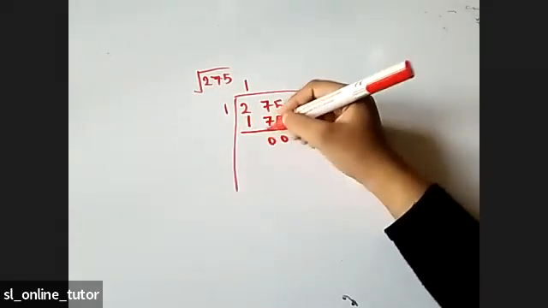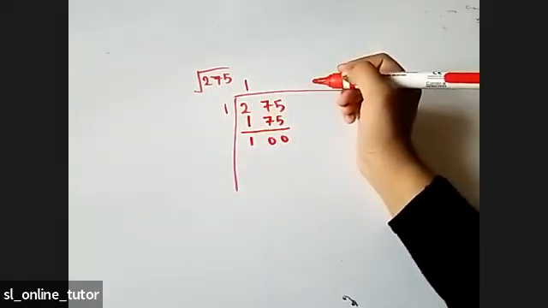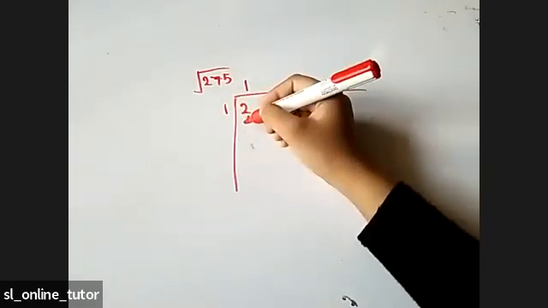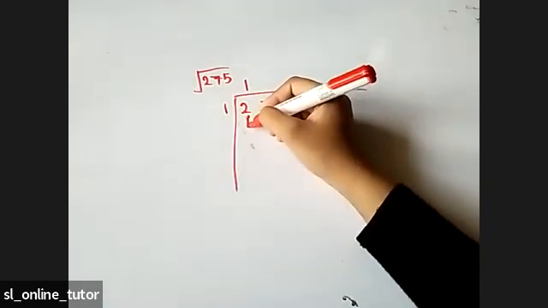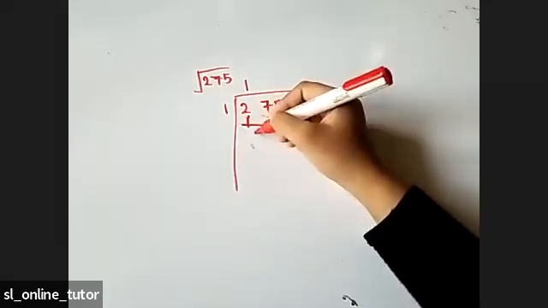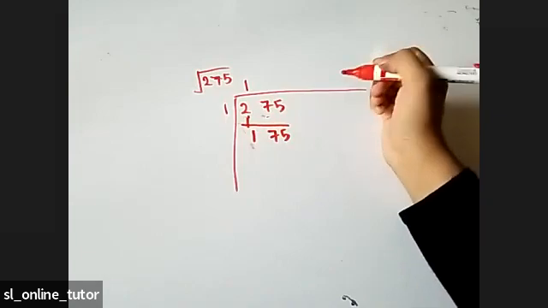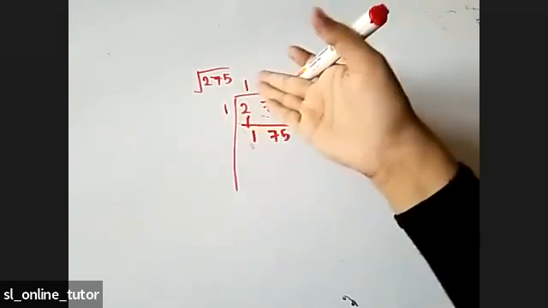Subtract this one, 100. Right? 75 should come down. No, wait, I made a mistake. 2 into 1, you're getting 1 here. You have to subtract this way. 2 times 1 minus 1, and this 75 should come down. 175. Next step, 1. Now 1 is already written.